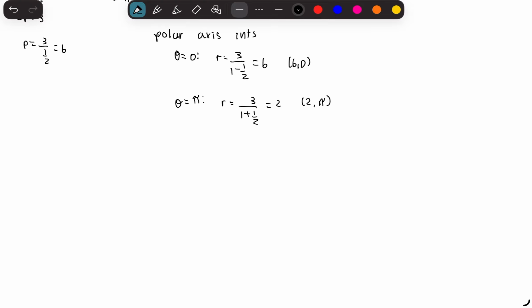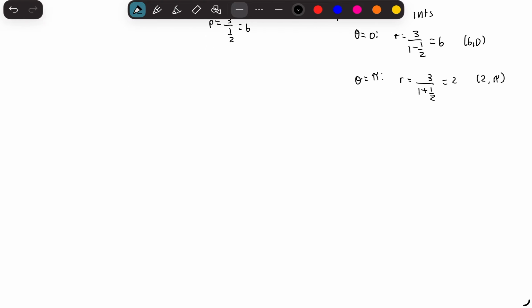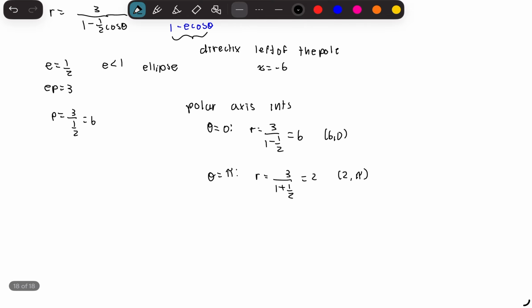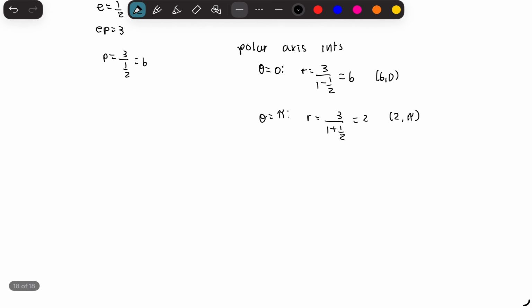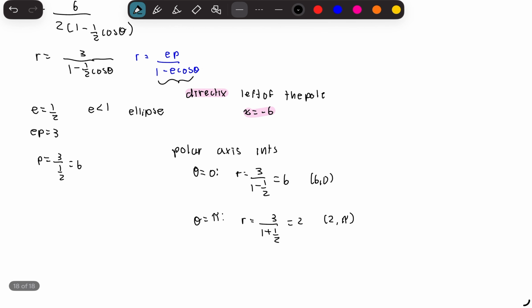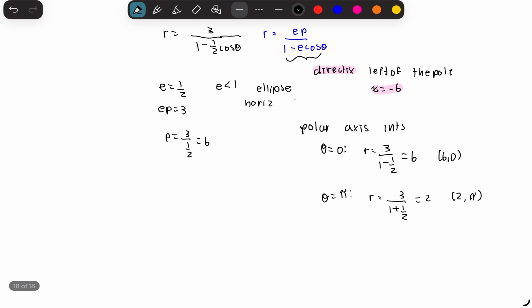Now, how would you graph this? Well, you would graph this by setting your directrix equal to x is equal to -6. So this is your directrix. And you would draw your focus at the pole, and you would plot your intercepts here. And you would draw your horizontal ellipse. So this would be a horizontal ellipse because of the fact you have cosine theta. And it's going to be symmetric about the polar axis.